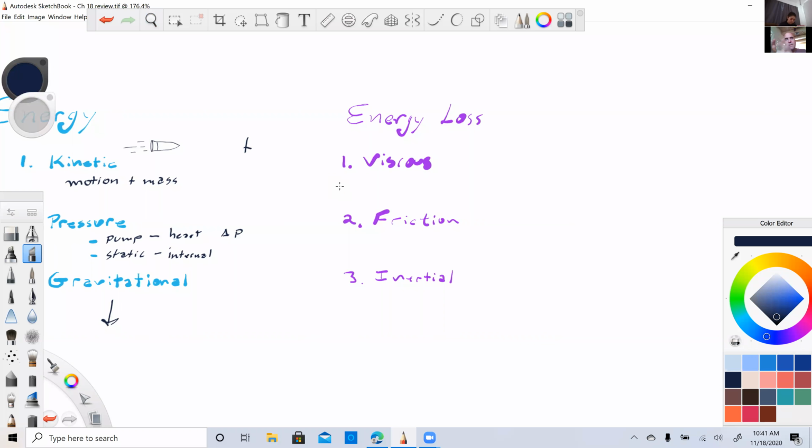Viscosity. All fluids pretty much have a viscosity to them. And that viscosity slows things down. Ketchup, old ketchup bottles made of glass didn't make a lot of sense because the viscosity of ketchup is too high. You couldn't get it out without beating the hell out of it.